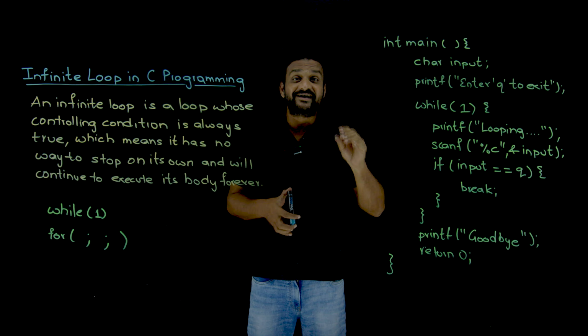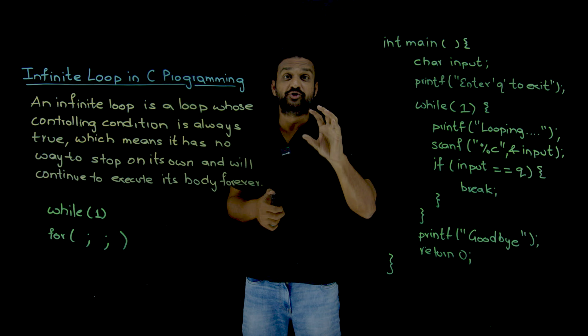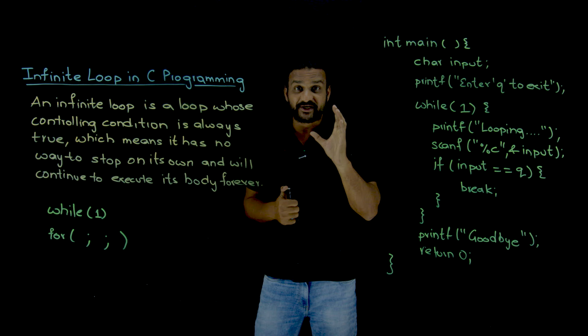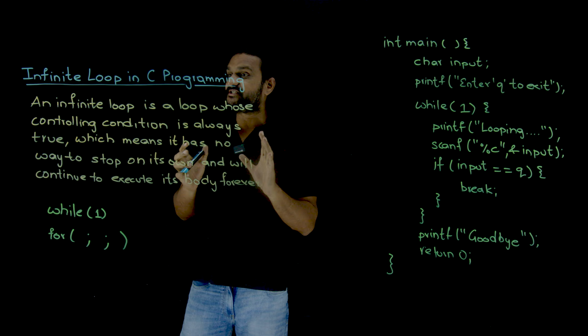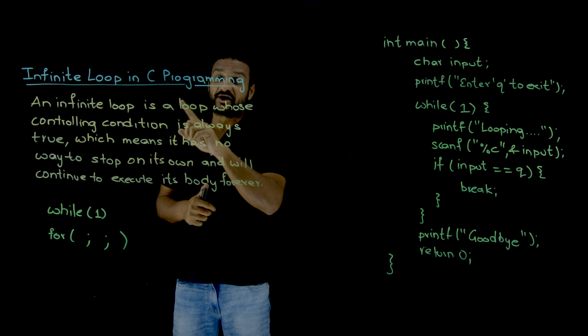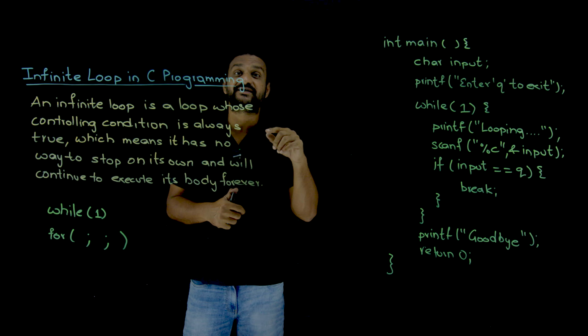In this class, we will understand the concept of infinite loops in the C programming language. First, we will understand the concept by using the definition. So what does the definition state? An infinite loop is a loop whose controlling condition is always true.